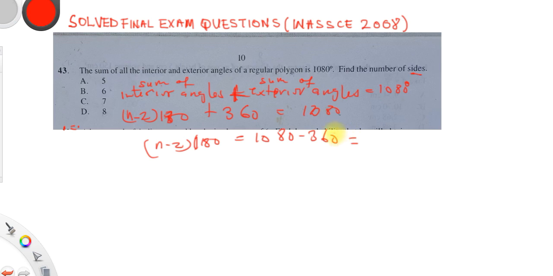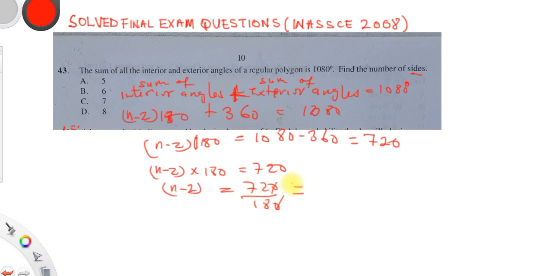1080 minus 360 gives us 720. So we have n minus 2 times 180 equal to 720. If you want to, you can divide both sides by 180. So n minus 2 is equal to 720 over 180. The zeros will cancel. What is 72 divided by 18? It gives you 4. So n minus 2 is equal to 4.